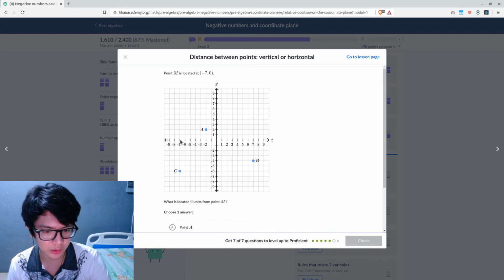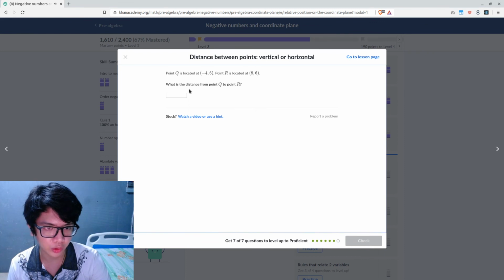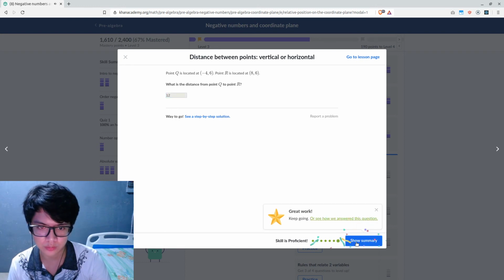What is located 6 units from M? C. Point Q is located at negative 4, positive 6. R is located at 8 and 6. What is the distance from point Q to R? 6, 6, 4, 12. Well, let's see, 6, 6, right? Okay, so it's real close.